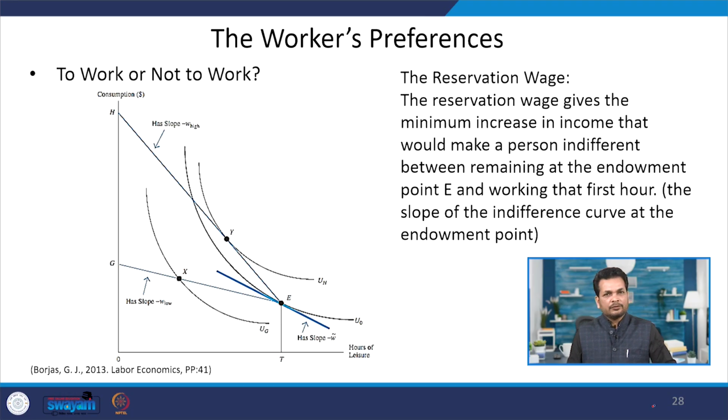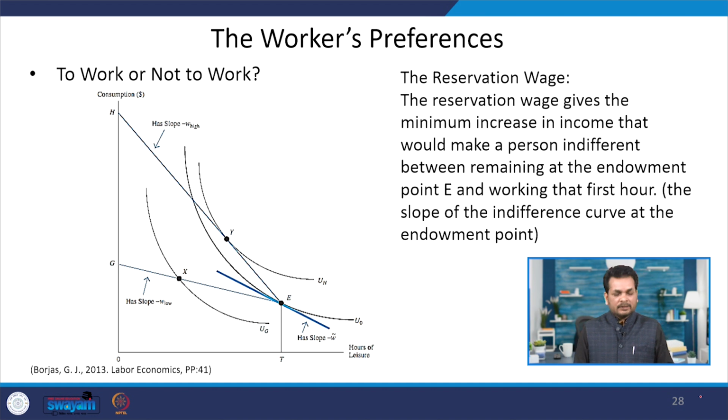So, the decision is whether to work or not to work. Let us try to understand how an individual takes a decision whether to enter into the labor market, whether to work or whether not to work. In this graph we are trying to explain the behavior of the individual, how he takes a decision whether he should work or he should not work.